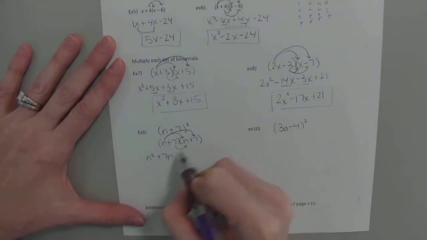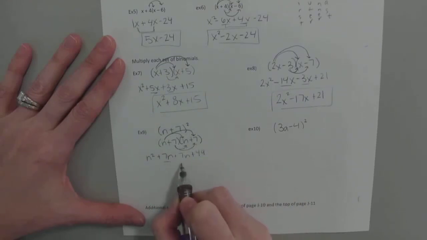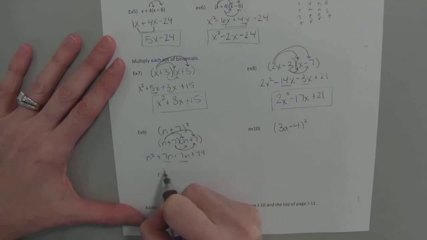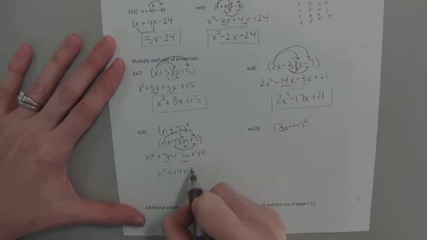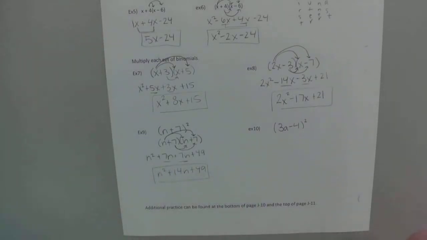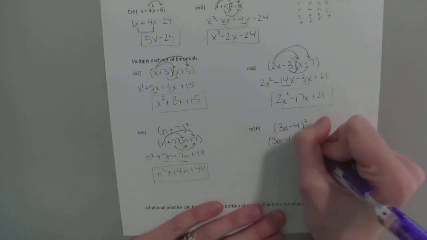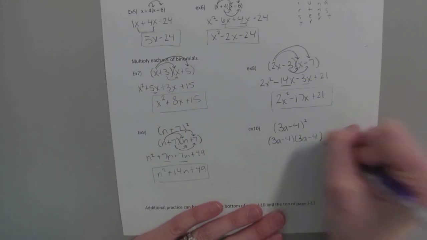Example 9 is n times n, which will give you n squared. And then n times 7, which will give you a 7n. We've officially distributed that n to both parts. So we'll move on to the second 7. 7 times n will give you 7n, and then 7 times 7 will give you 49. At that point, you can combine like terms in the middle, and you should get n squared plus 14n plus 49.